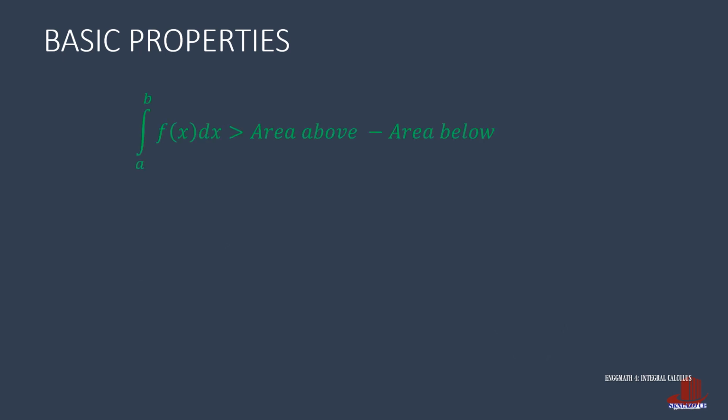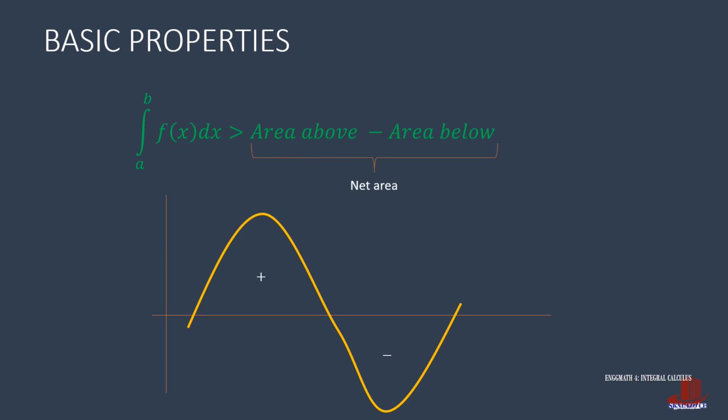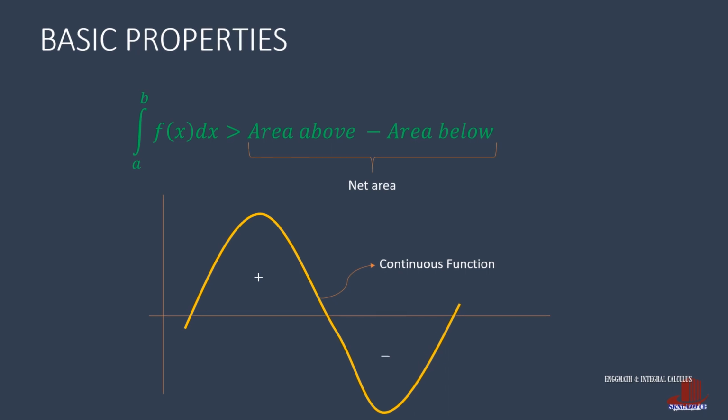And yet another property is again shown graphically, where the limits will be crossing the x-axis. That is, there are two areas involved. One is positive and another as negative. The integral of the function within the limits is computed as the area above the axis minus the area below, which can be simplified as the net area. Again, this is true only for continuous functions.